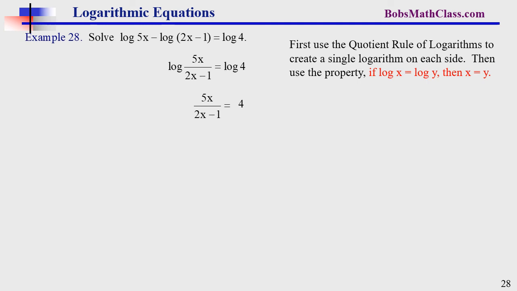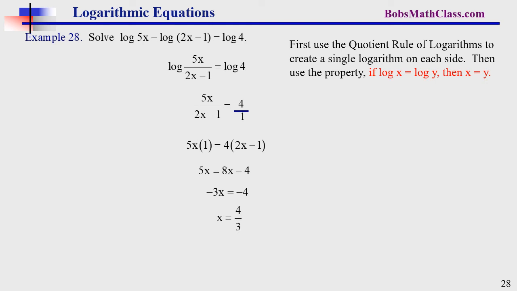Now put a 1 underneath the 4 and then cross multiply. So 5x times 1 is going to go on the left, and 4 times 2x minus 1 is going to go on the right. Now we distribute on the right. 5x equals 8x minus 4. Subtract 8x on both sides. And then divide by negative 3. So we get an answer of 4/3.